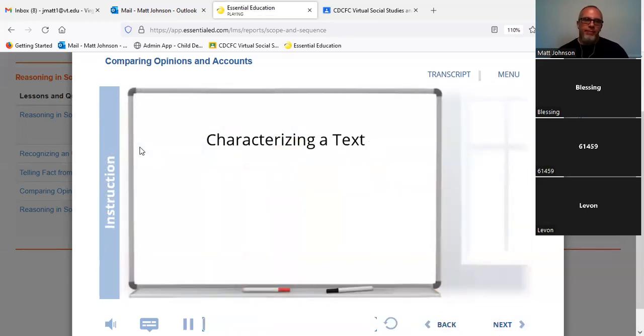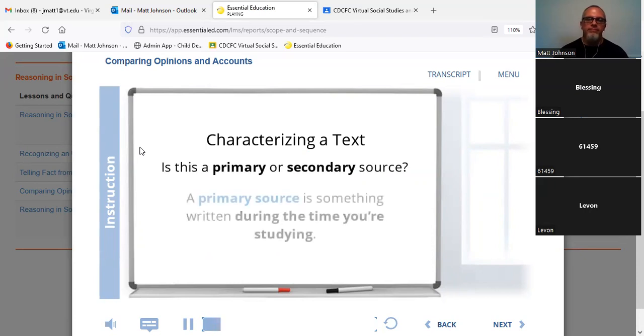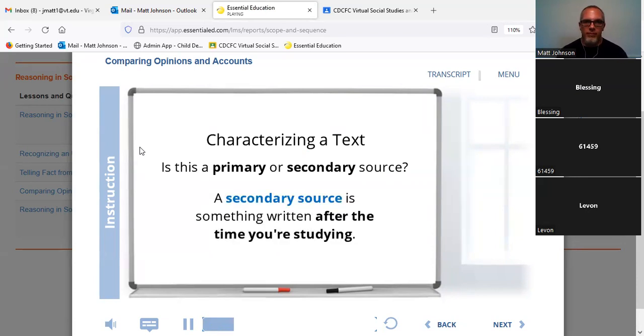Before I get into how to compare texts, I'd like to talk about the best way to characterize a text. I like to walk myself through a series of questions. I usually start off with, is this a primary or secondary source? A primary source is something written during the time you're studying. So, if you're studying the Civil War, any document written during the Civil War is a primary source. A secondary source is something written after the time you're studying. Secondary sources, because they're written after the fact, are not written from first-hand experience. So an analysis of the Civil War written in the 1980s would be a secondary source.